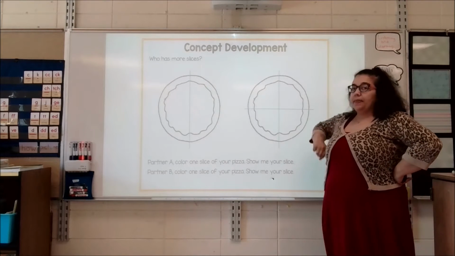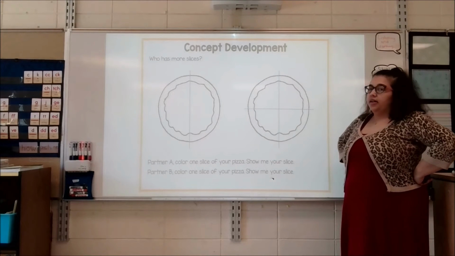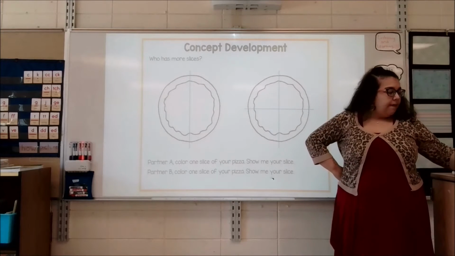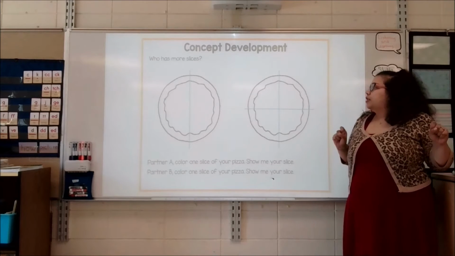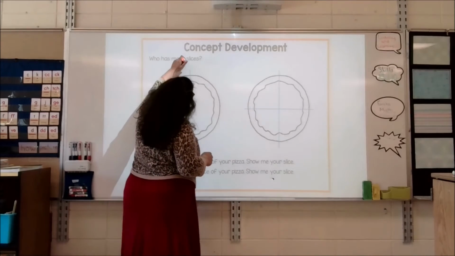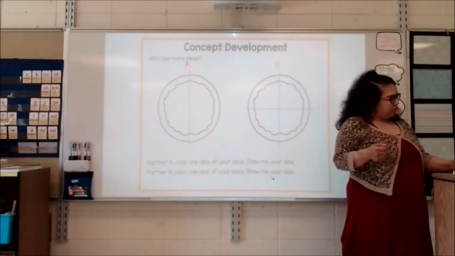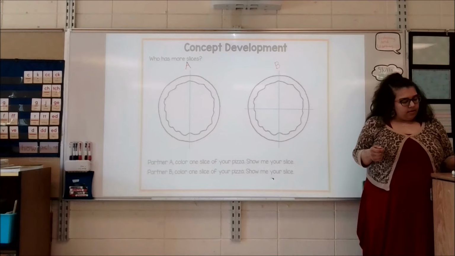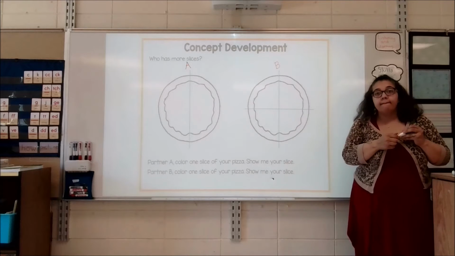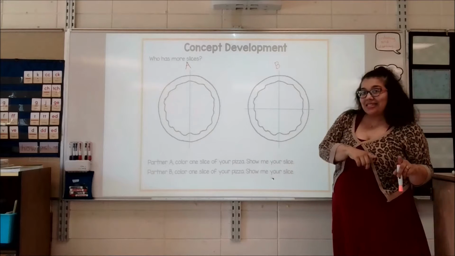So here we see the pizza again. This pizza has been cut. That's normal, pizzas get cut. Which person has more slices? Person A or person B? Who has more slices? Correct. Person B has more slices of pizza.